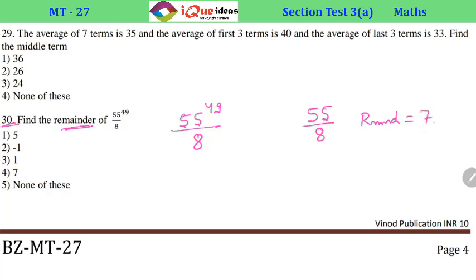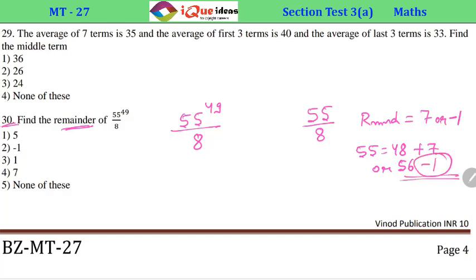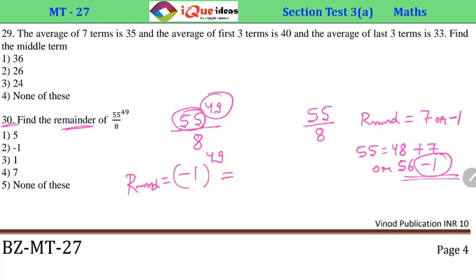It will be either 7, or it can also be taken as minus 1, because 55 is equal to 48 plus 7. So the remainder is 7, or it can also be taken as 56 minus 1. Remember, a negative remainder can be taken in the intermediate steps. So if it was only 55, the remainder would be minus 1. If it is 55 to the power 49, then the remainder is equal to minus 1 to the power 49. Now 49 is an odd number. A negative number to the power of an odd number is still negative, so it is minus 1 only.